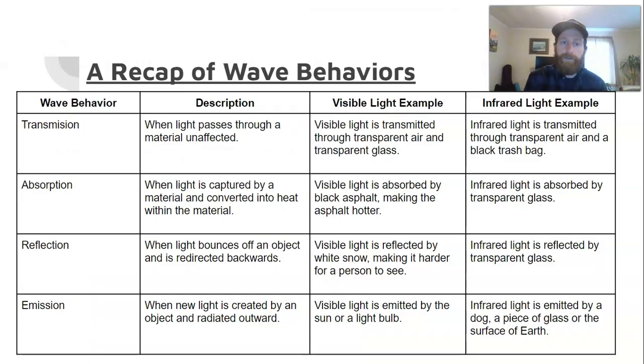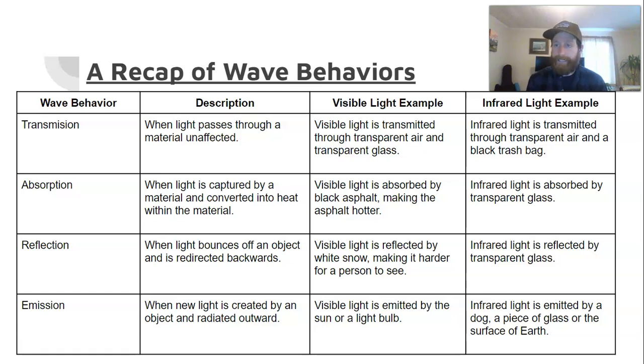Okay, and now I want to just go over a recap real quick of wave behaviors. There's only 4 wave behaviors we need to know to understand the greenhouse effect, and they are transmission, absorption, reflection, and emission. I'm not going to read this whole table. You could pause the screen if you want to check it out, but just so that we're aware, transmission is when light passes through a material unaffected. That's just passing through. Absorption is when light is captured by a material and converted into heat.